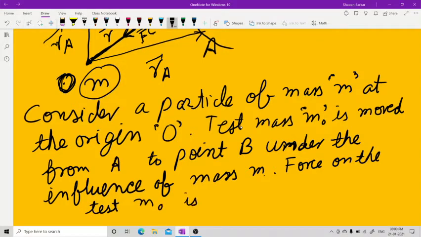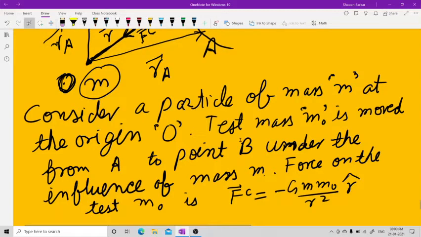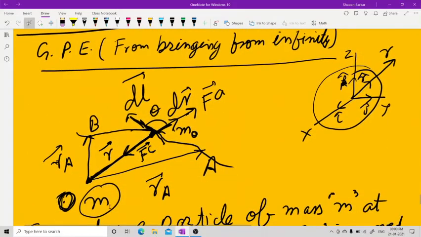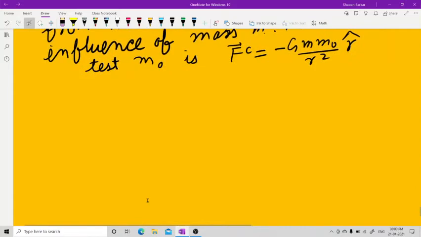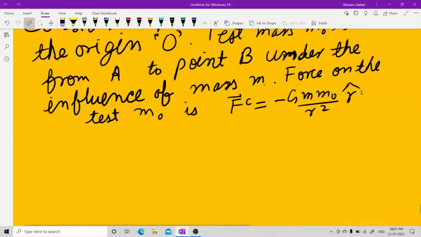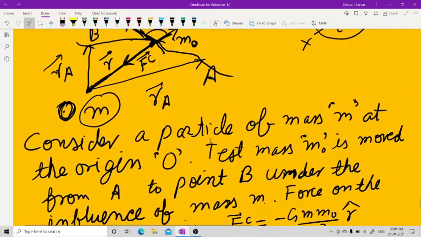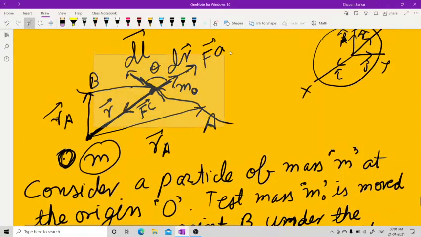The conservative force acting on it is, you know this formula already, minus G m m naught upon r square r cap. Now this is in this direction. I'll show you in the figure. You can see that FC is directed towards the origin. Therefore, there is a minus sign, because the unit vector r cap is directed outward.